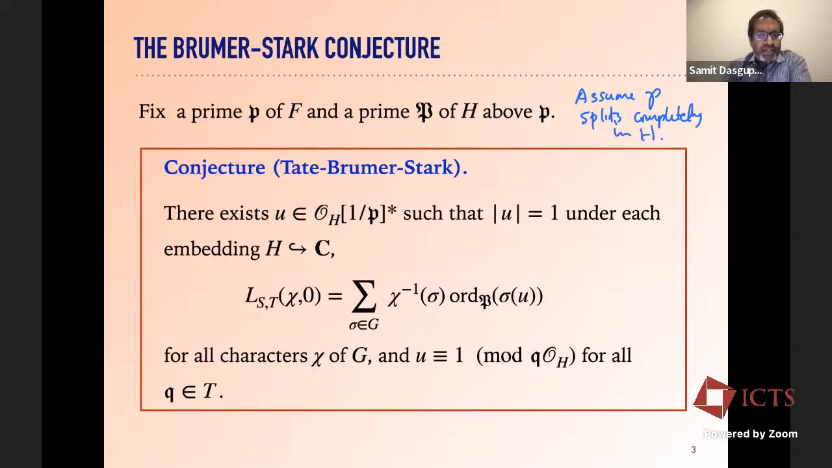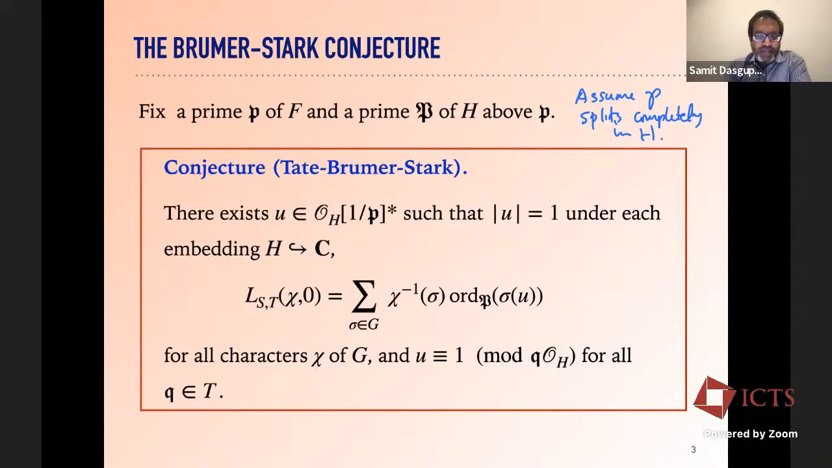Then there exists an element which is a P-unit in the upstairs field H, such that its absolute value is 1 under each complex embedding, and such that the value at 0 of this STL function that I defined in the previous slide is given as the chi-weighted or chi-inverse-weighted linear combination of the p-adic valuations of all the conjugates of U. And this holds for all characters chi of G.